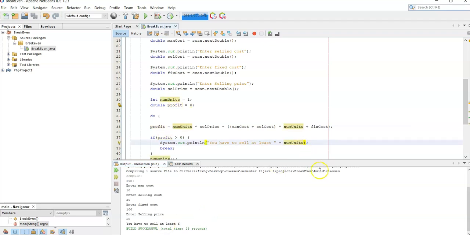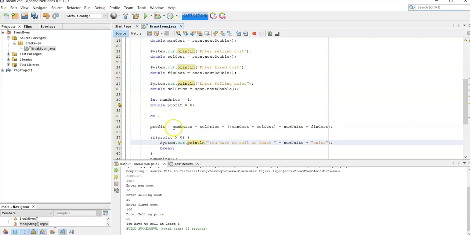We can add here "plus units", it's more beautiful. Okay, let's check it manually. I say manufacturer cost $10, selling cost $20, and 6 times the number of units times selling price. Okay, what is it?